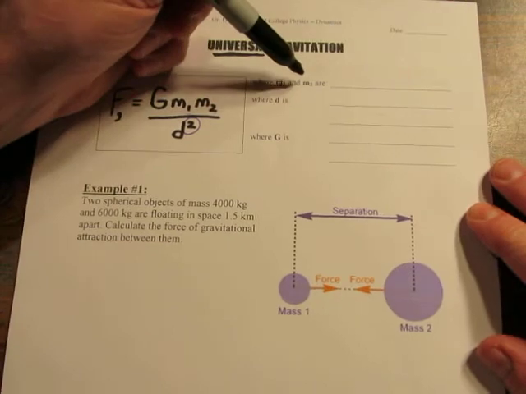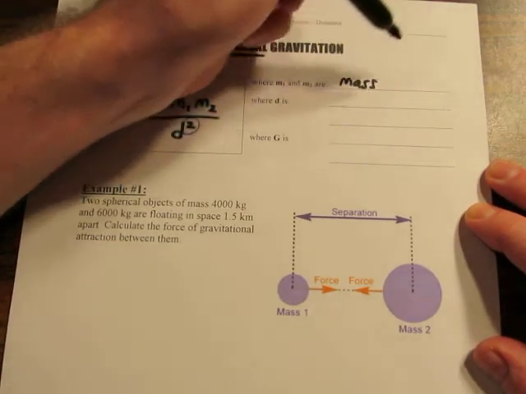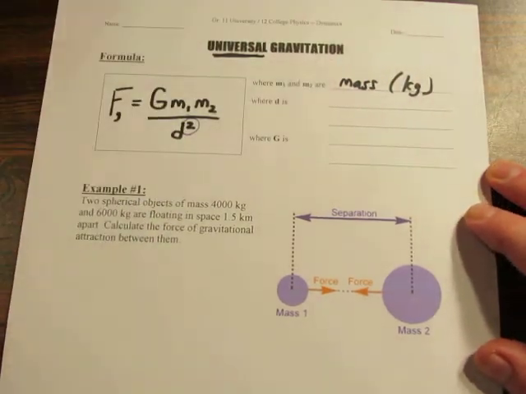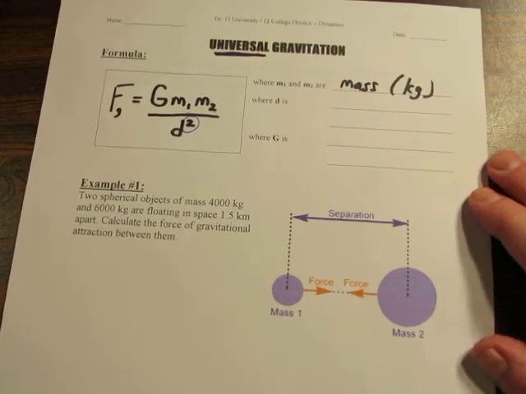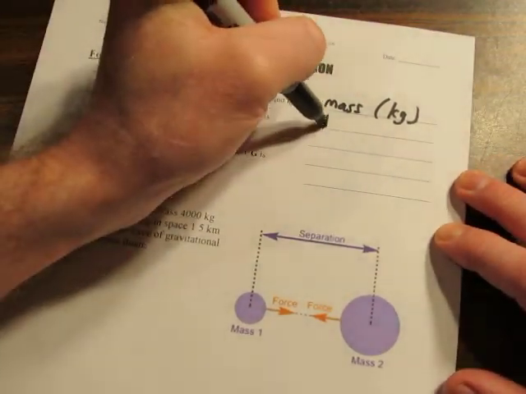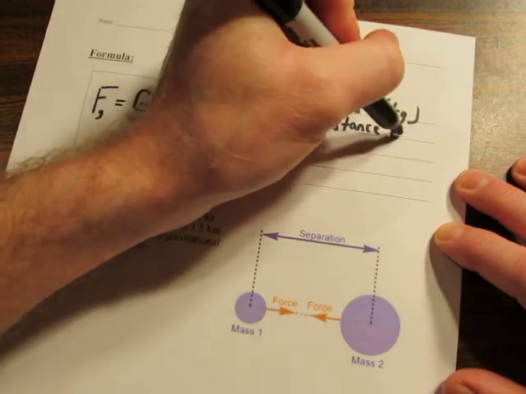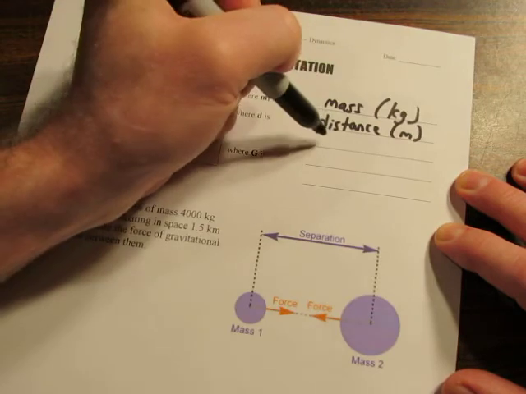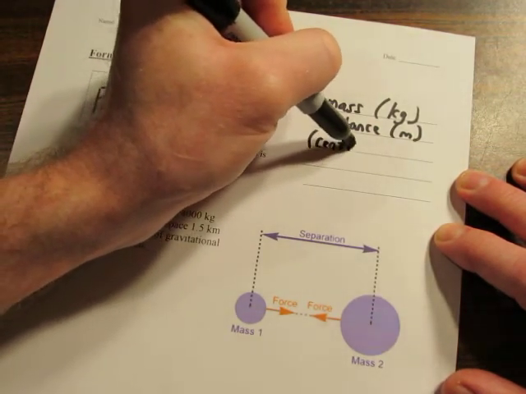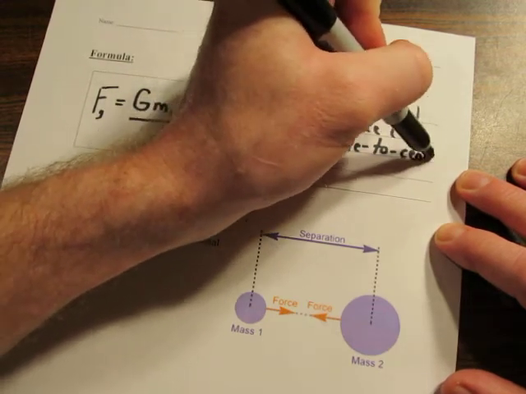So just filling in the side here, M1 and M2, those are masses. And in standard metric units, they have to be in kilograms, never grams, or any other mass unit. D is distance. And as usual, it has to be in meters. And more specifically, this distance has to be center to center, always, when you're doing the calculation.